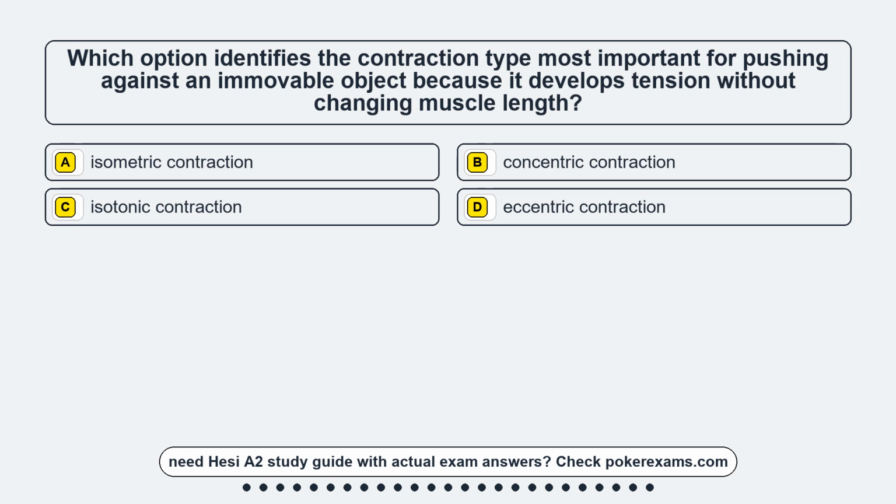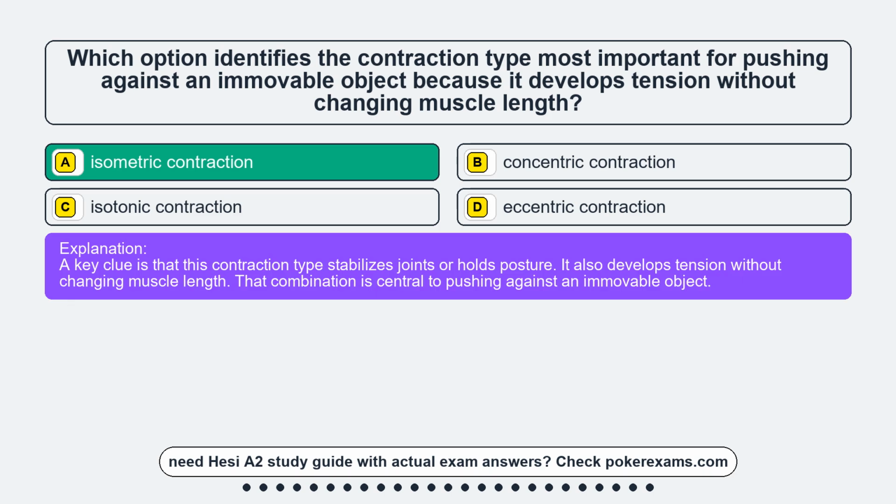Question 2. Which option identifies the contraction type most important for pushing against an immovable object because it develops tension without changing muscle length? Option A, isometric contraction. Option B, concentric contraction. Option C, isotonic contraction. Option D, eccentric contraction. The correct answer is option A, isometric contraction.